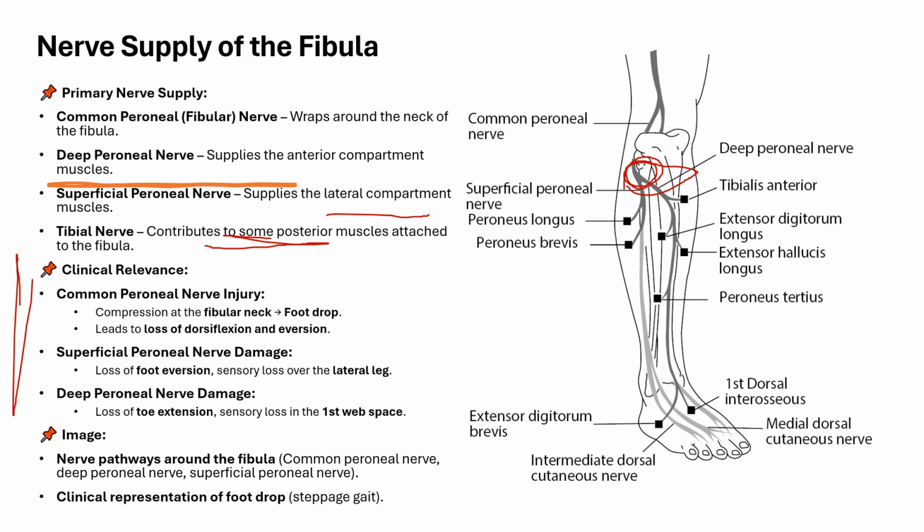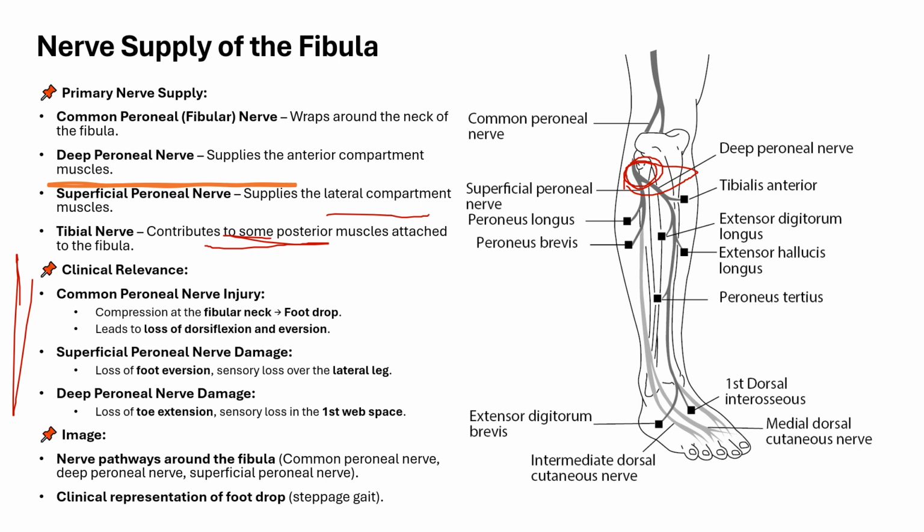Another one is superficial peroneal nerve damage. If there is any injury at the lateral side of the fibula, for example in an accident, and the superficial peroneal nerve is damaged, then we lose foot eversion, and along with that sensory loss will also occur. If the deep peroneal nerve is damaged, as we have seen that it supplies the anterior compartment of the muscles, there will be loss of toe extension and sensory loss in the first web space.